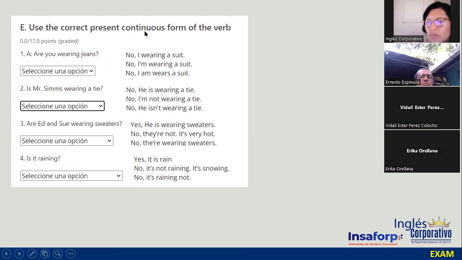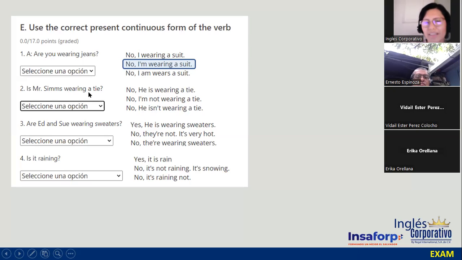Use the correct present continuous form of the verb. Are you wearing jeans? ¿Cuál sería la respuesta correcta? No, I'm wearing a suit. Muy bien, ¿verdad? Porque la primera no tiene el verbo to be y la última no tiene el ing.